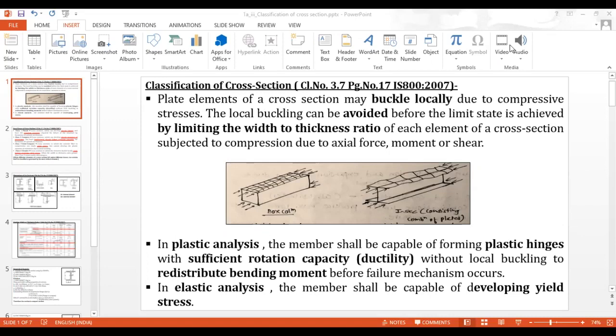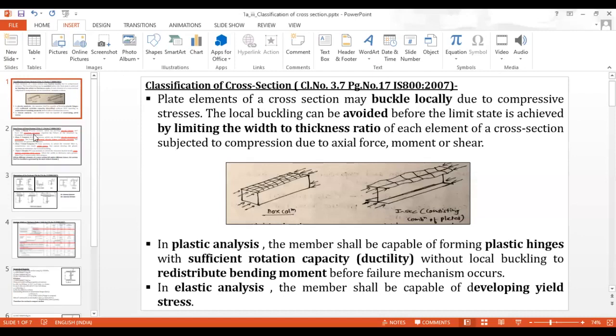In plastic analysis, the member shall be able to form plastic hinges with sufficient rotation capacity, that is ductility, without local buckling, to redistribute bending moment before the failure mechanism occurs. In elastic analysis, the member shall be capable of developing the yielding stresses.